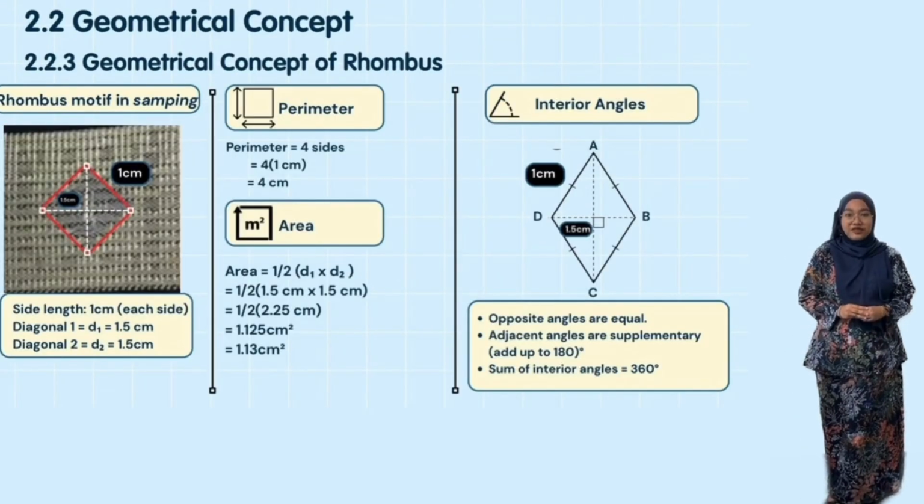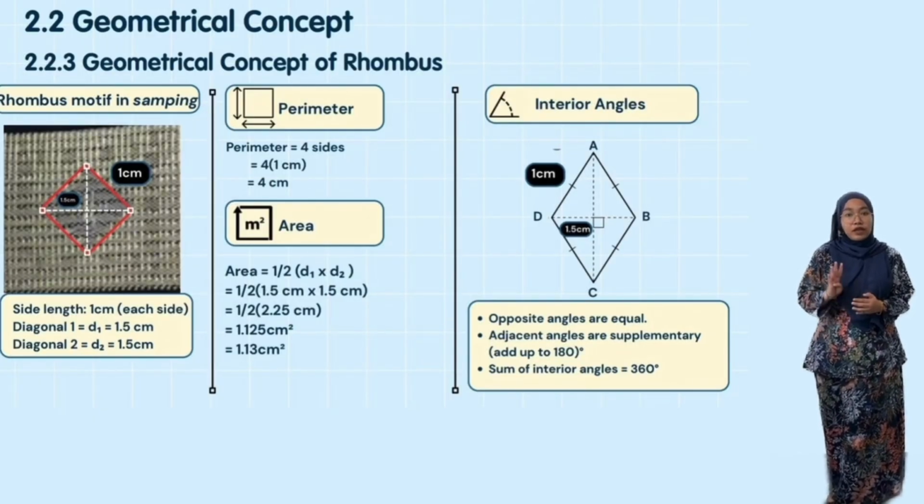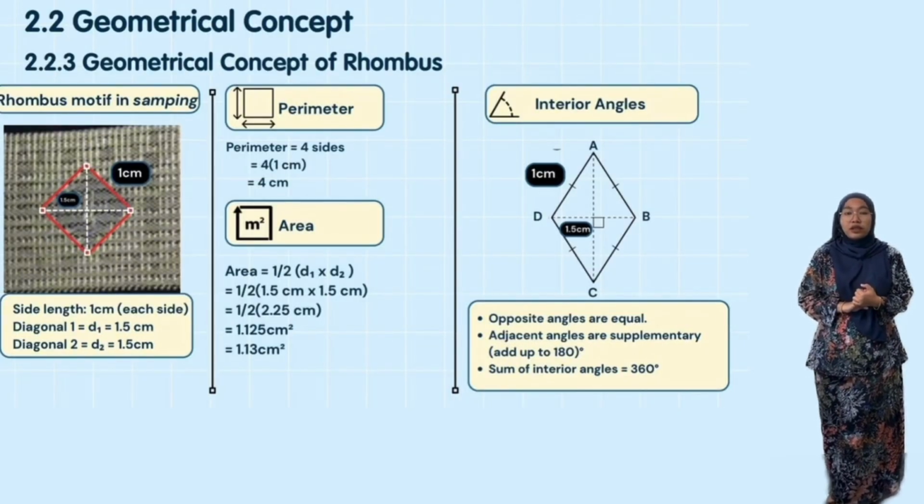For 2.2.3, geometrical concept of rhombus, the final shape that we found in the sample is the rhombus. The rhombus found has 4 equal sides, each 1 centimeter. To get the perimeter, we total up all the sides and we get 4 centimeters. This shows the geometrical property that all sides of a rhombus are congruent, meaning that they have the same length. Unlike the square, a rhombus does not necessarily have 4 right angles. However, its opposite angles are equal and its adjacent angles are supplementary, meaning they add up to 180 degrees.